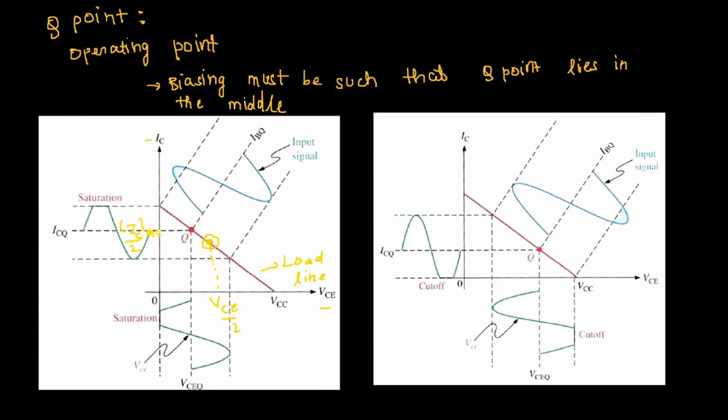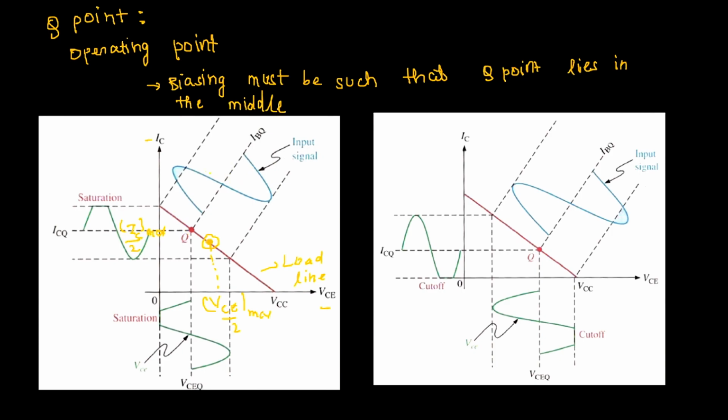IC max by 2 to be precise, and this is VCE max by 2. We'll learn exactly what IC max and VCE max are a little later, but right now you need to know that the Q point should be exactly in the middle of the load line. What happens if the Q point is a little towards either side is, like you can see in this case, the Q point has gone a little too close to the y-axis.